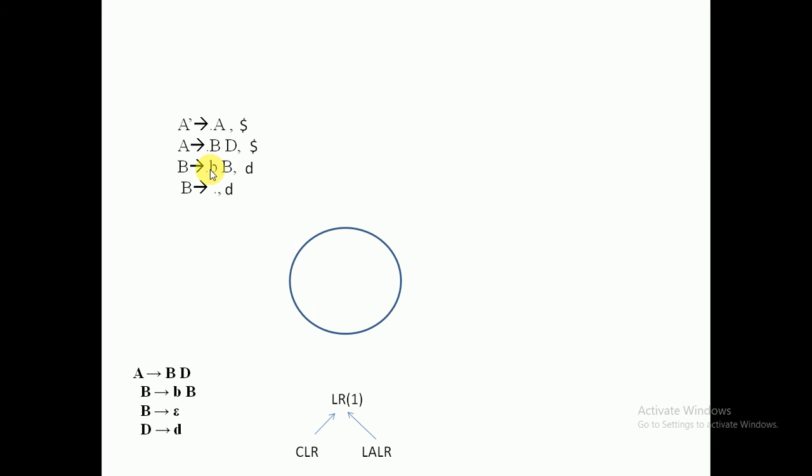After that you go to the next production. After this dot, any non-terminal? There is no non-terminal, so you cannot write any closure for this. And for this dot, any non-terminal? There is no non-terminal. So this is entirely one item set. Let us give the number I0.